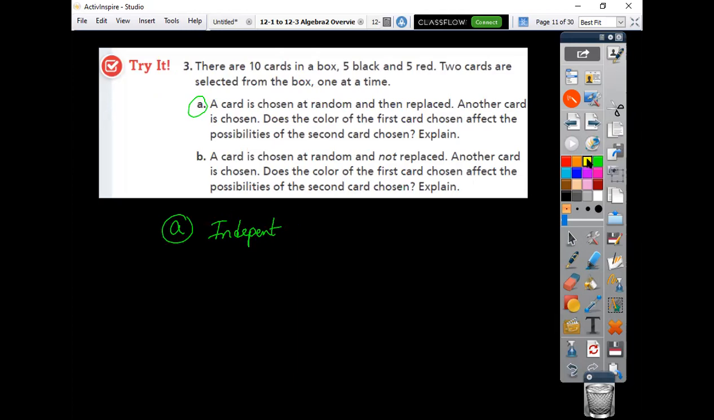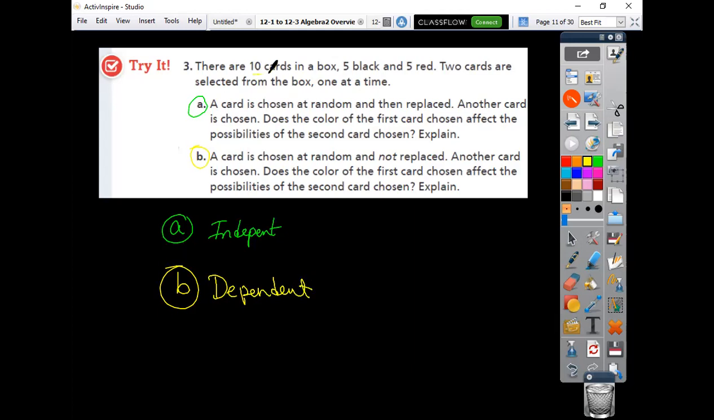But when you look at B, a card's chosen and then whatever card you choose is kept out. So when you go to B, if you choose the black, the next time you're going to only have 4 blacks in there. So that's going to affect the second time. So B is dependent.